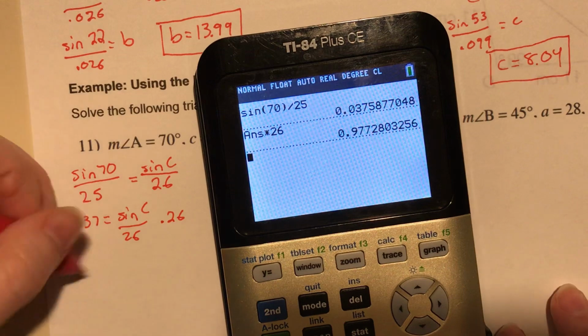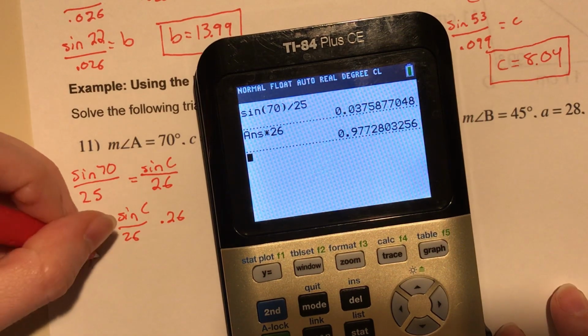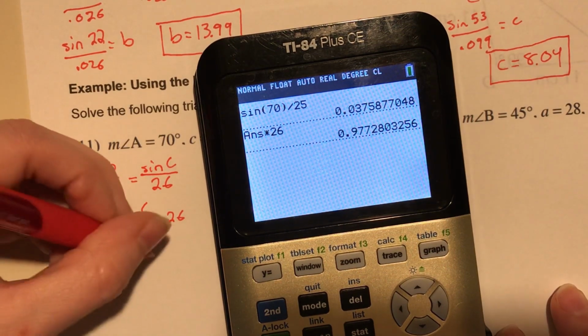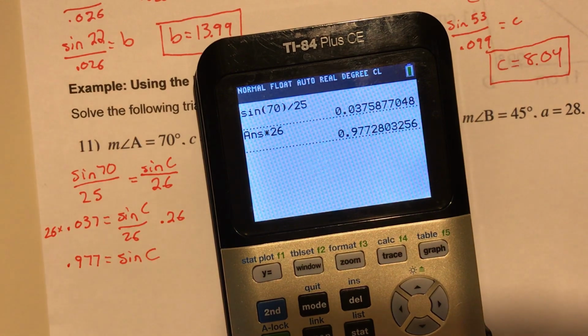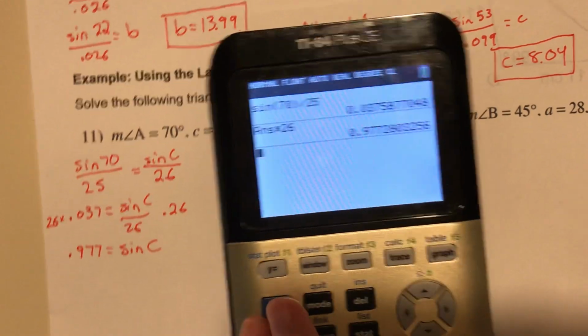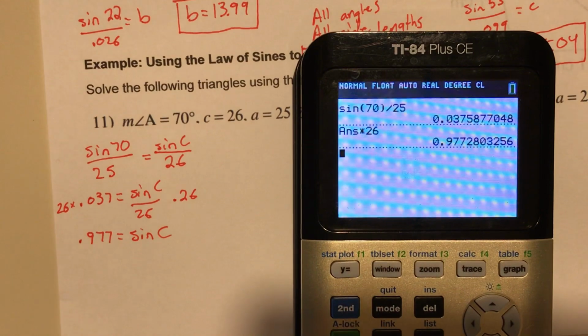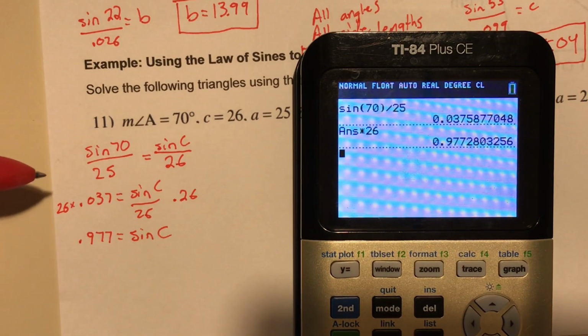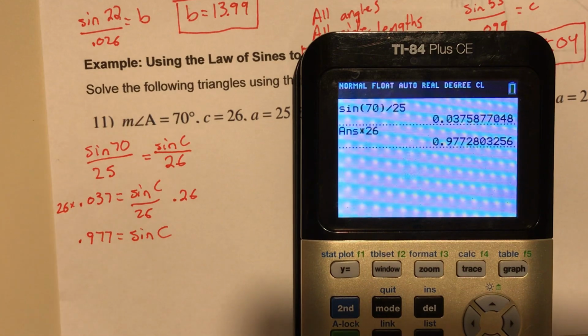And we get 0.977 equals the sine of C. Now be careful, 0.977 is not the number of degrees of angle C. It's the sine of C. So think way back to the first couple sections. We need to use inverse sine to figure out the degree measure of angle C.